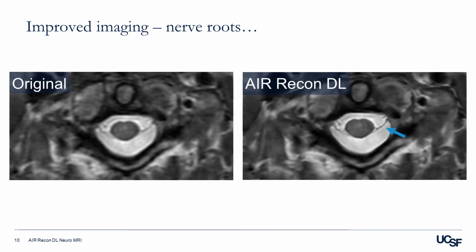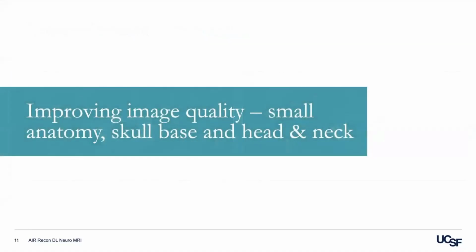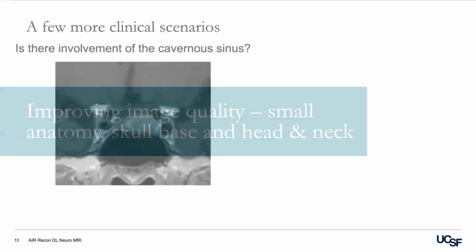One of the interesting findings we had, touching back to that initial slide where I had highlighted the skull base and cerebellum, was the enhanced sharpness of some of the small anatomy that we often evaluate as neuroimagers. And here I show you another example to highlight the sharpness around the nerve roots in the cervical spine, which you can see to much better effect after AIR Recon DL. So let's jump into discussing how we can improve image quality in small anatomy, skull base, and head and neck.